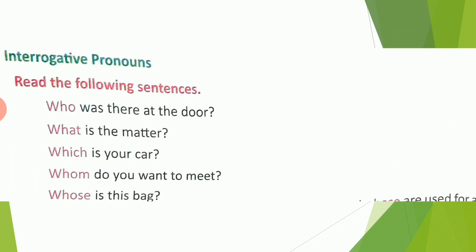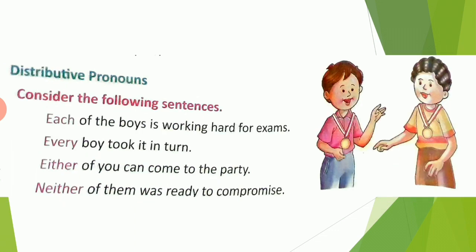Who is used for persons only. What is used for asking a question about things. Which is used for asking a question about a particular person or thing. Which is the cleverest boy here? Which is the best book? Alright? And whose shows possession of something. Whose is this pen? Then the next kind of pronoun that we have is distributive pronouns.